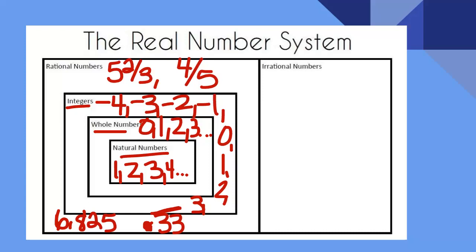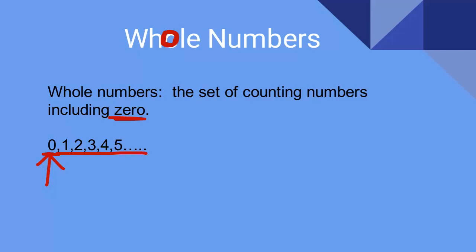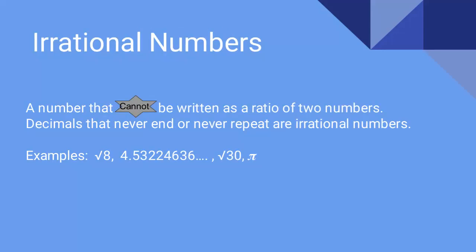Okay, now let's look at irrational numbers. We're going to go to this slide. Okay, an irrational number is a number that cannot be written as a ratio of two numbers. They are decimals that never end or never repeat. So an example of an irrational number, the square root of 8 would be irrational. If you put that in the calculator, it's going to be a decimal that keeps going all the way to the end of your calculator screen. It doesn't end.